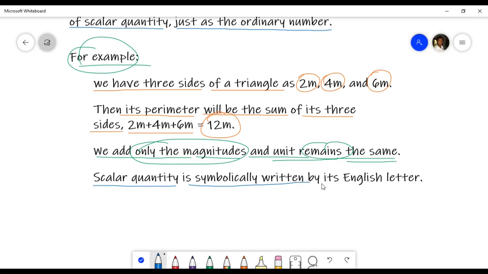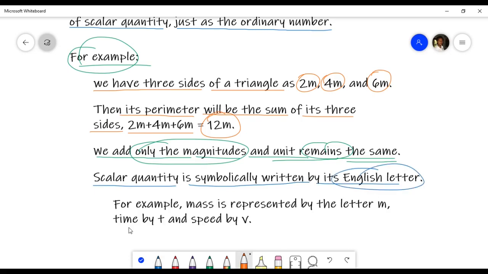A scalar quantity is symbolically written by its English letter. For example, mass is represented by lowercase m, time is represented by lowercase t, and speed is represented by lowercase v, the English letter.